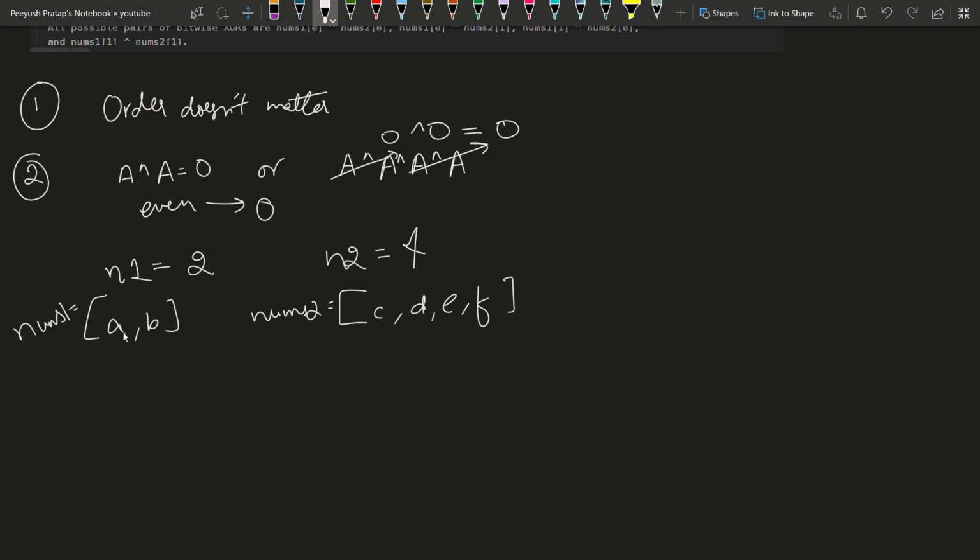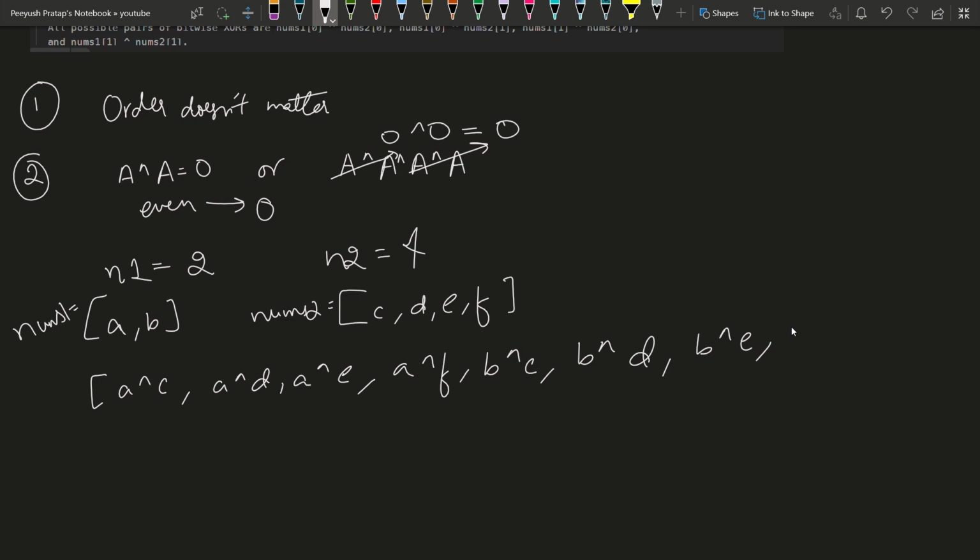So if we do pairing of A and C, it will be A XOR C, then A XOR D, A XOR E, A XOR F. Similarly, B XOR C, B XOR D, B XOR E and B XOR F. Now in the end we have to do XOR of each of these. So that will be A XOR C, XOR A XOR D, XOR A XOR E, XOR A XOR F, XOR B XOR C, XOR B XOR D, XOR B XOR E, XOR B XOR F.